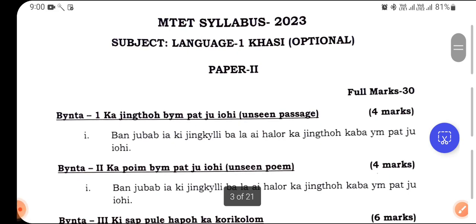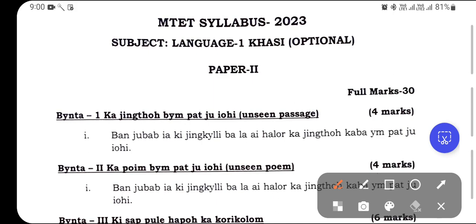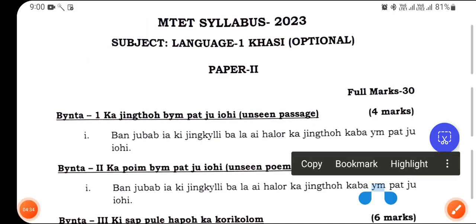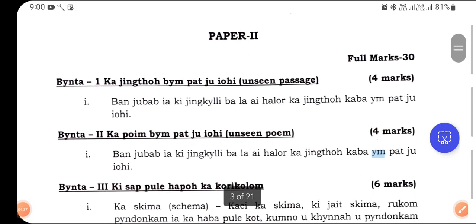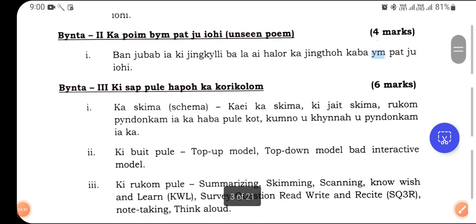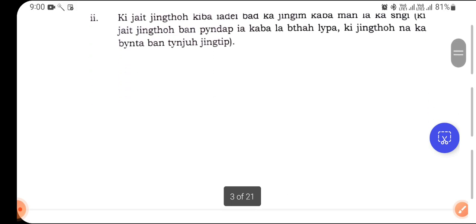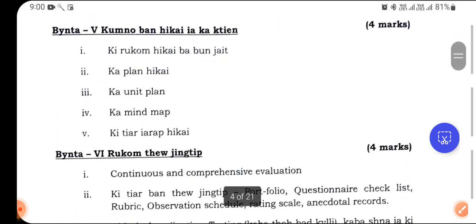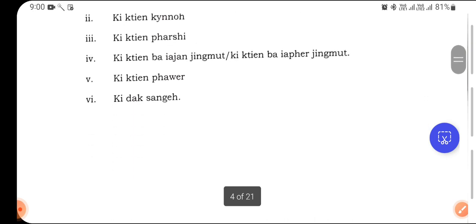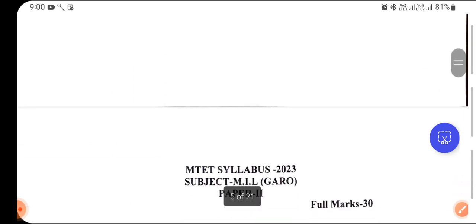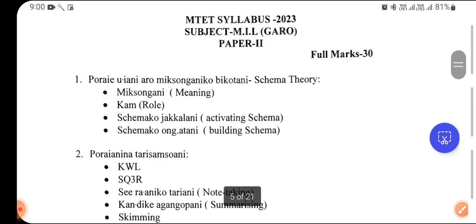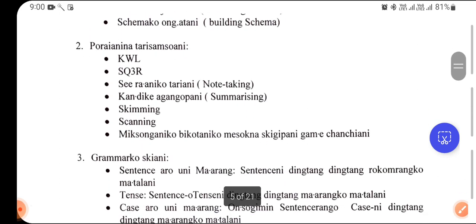Now this is the optional paper, the language paper, which we call language 1. There are a lot of options. Language 2 is English, compulsory. Of the optional subjects, this is Khasi. I don't know how to read it, so I'm scrolling down slowly, friends. You can see the topics and prepare accordingly. If you want, you can download it and prepare well for the language, because 30 marks matter. It is optional for Garo. This is the subject.